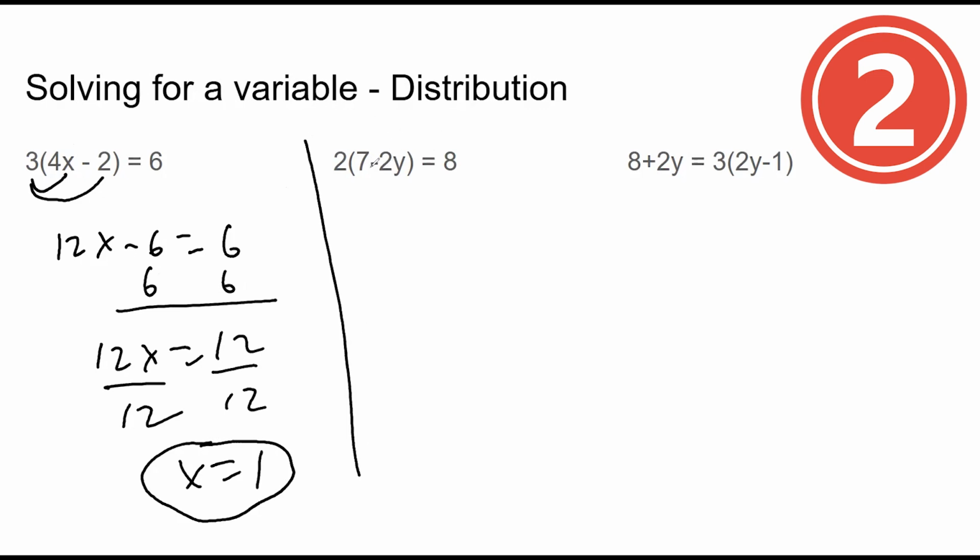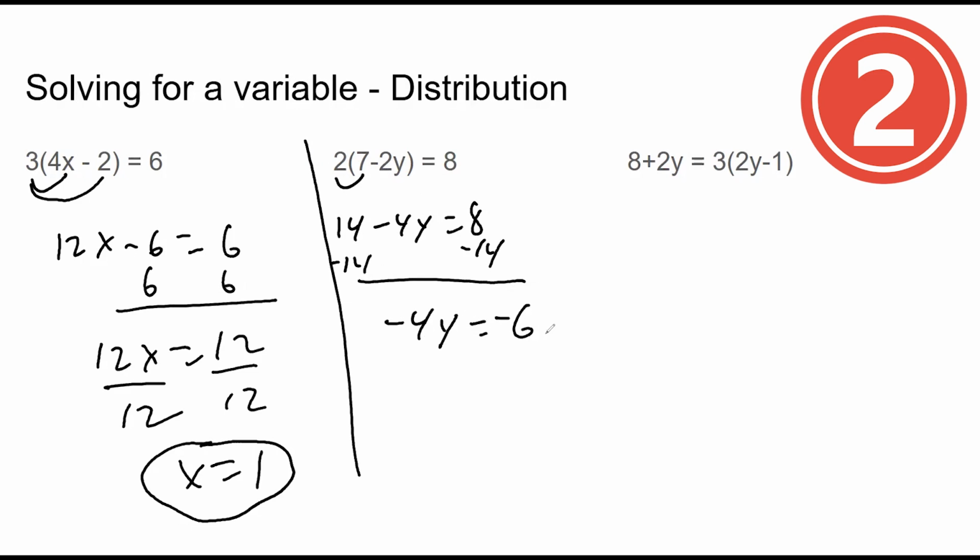Distribute first. 2 times 7 is 14. Minus 2 times 2 is 4y equals 8. I don't do the 2 times the 8. All right, now I do negative 14, negative 14. And I get negative 4y equals negative 6. Divide by negative 4, divide by negative 4. And y equals, 2 negatives go to a positive.